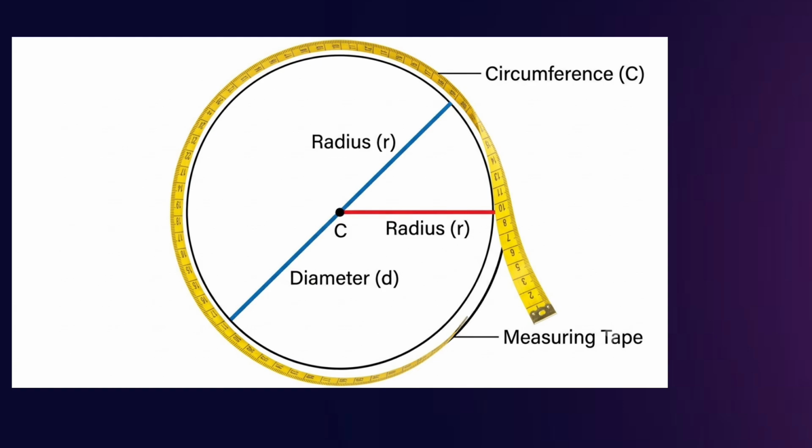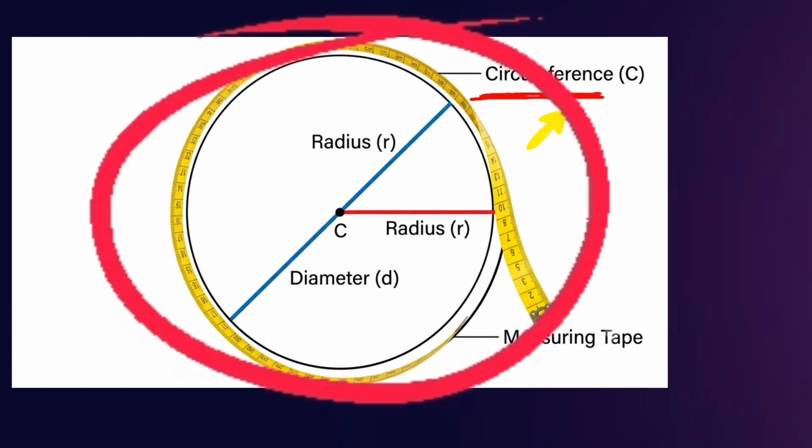The next concept is the circumference. This is just a fancy geometry word for perimeter. If you started at one point on the circle and walked all the way around the edge back to the start, that total linear distance is the circumference. Our second diagram emphasizes this by introducing an object that shows how we measure that path.